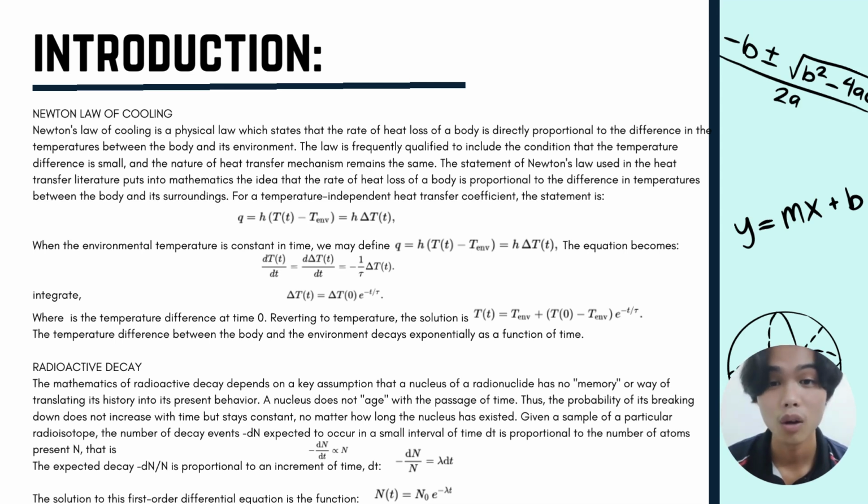Given a sample of a particular radioisotope, the number of decay events, dN, expected to occur in a small interval of time dt is proportional to the number of atoms present, N. That is shown in the slide. The expected decay, negative dN over N, is proportional to an increment of time dt. The solution to this first order differential equation is the function as shown in the slide.